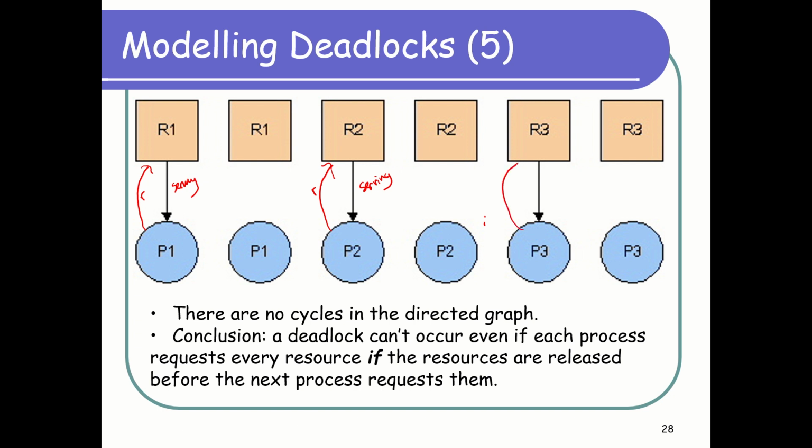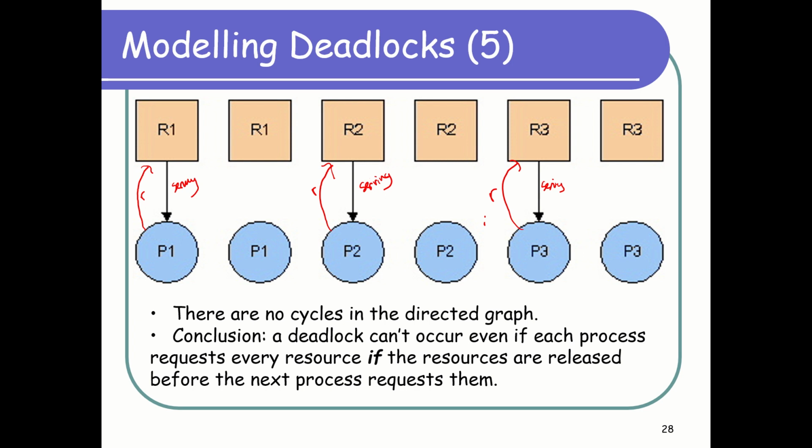And this one is like P3 requests, and R3 is serving P3. And after they are done, P3 will release R3. So this is a situation where no deadlock occurs, the ideal situation. There are no cycles in the directed graph. Conclusion: a deadlock can occur even if each process requests every resource, if the resources are not released before the next process requests them.